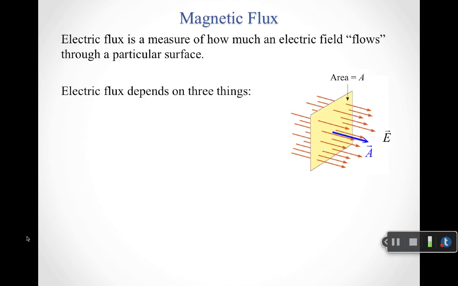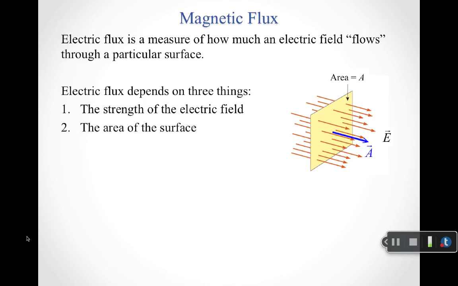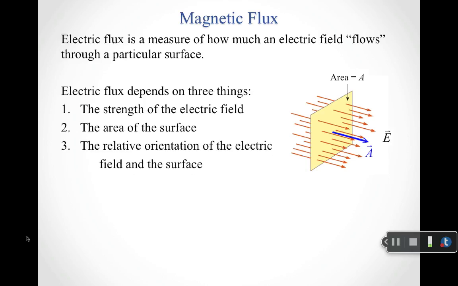So if you remember when we talked about electric flux, we said it's a measure of how much an electric field flows through a particular surface. And we said that it depended on three things. One was the strength of the electric field, two was the area of the surface, and three was the relative orientation of the electric field in the surface.